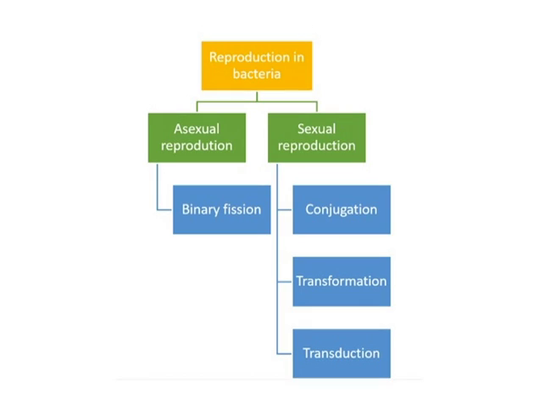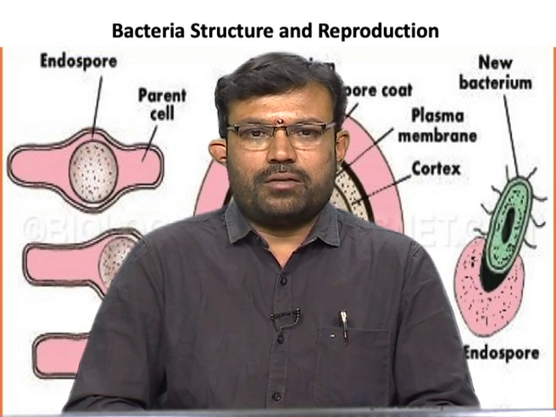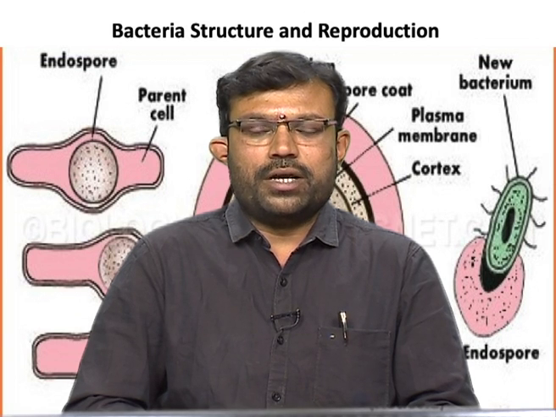Reproduction. Bacteria reproduce by asexual and sexual methods. In the asexual method, there is binary fission, and sexual reproduction occurs by conjugation, transformation and transduction. First, asexual reproduction. During favorable conditions, bacteria reproduce asexually by the method of binary fission.